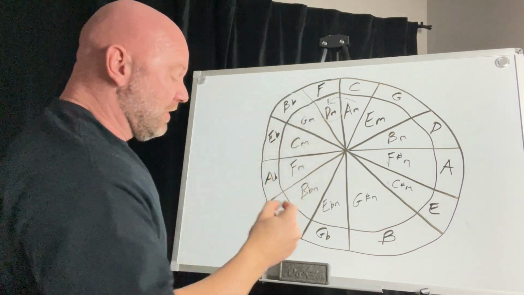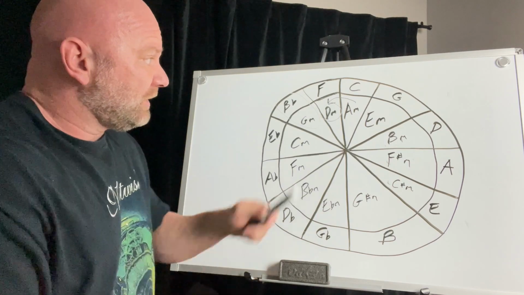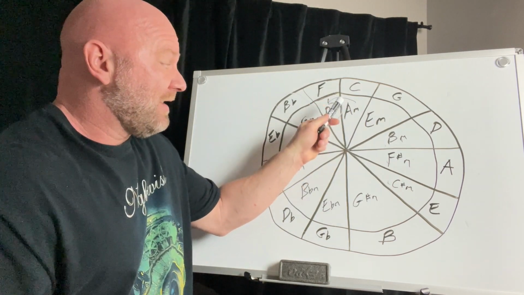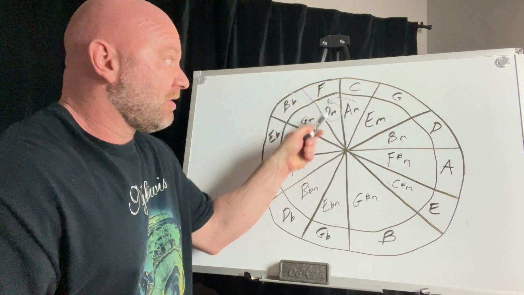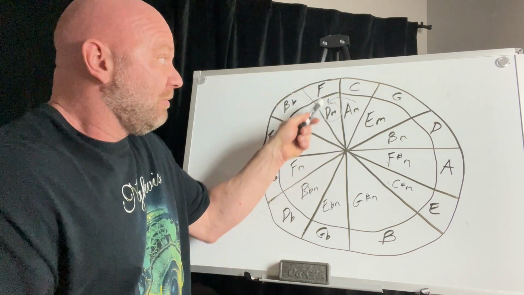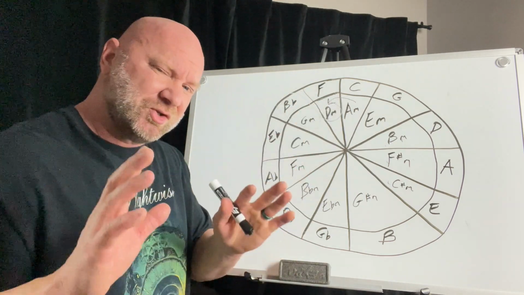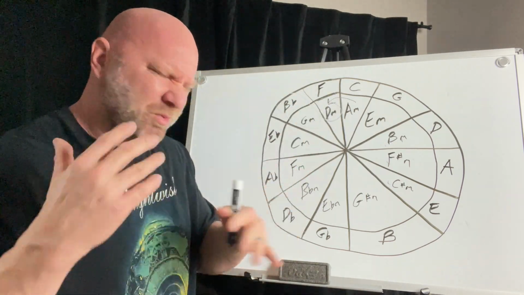So let's play basically the same progression that we played in A minor, and we're going to play that, then we're going to change keys to D minor and play pretty much the same thing, but with the chords that fit in the key of D minor. So let's listen to this clip and let's hear what this sounds like.